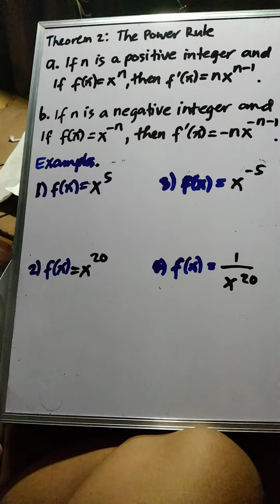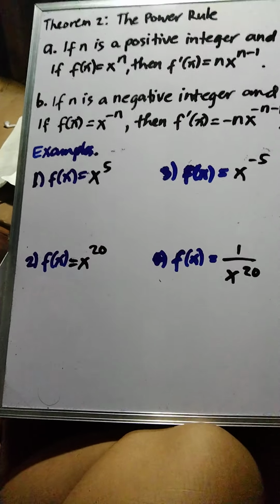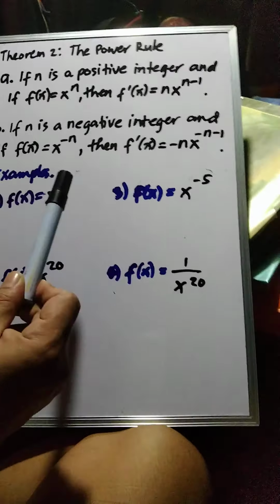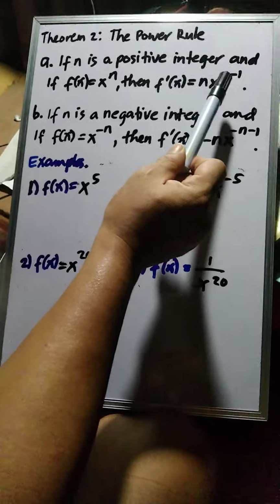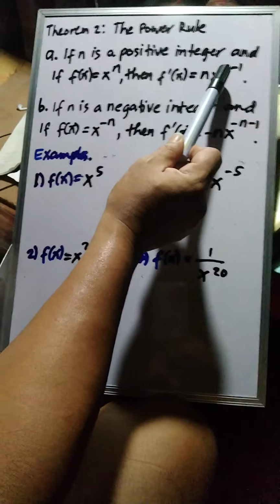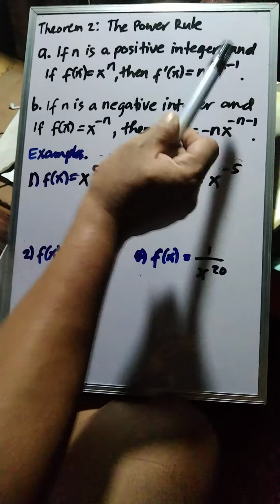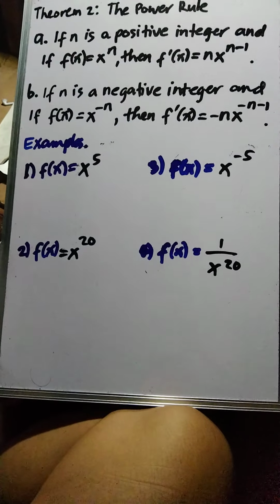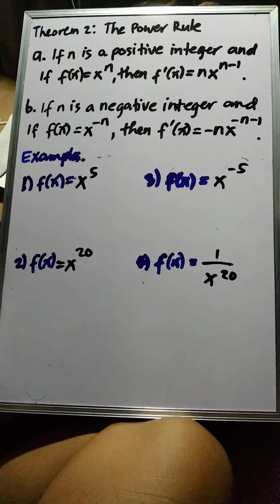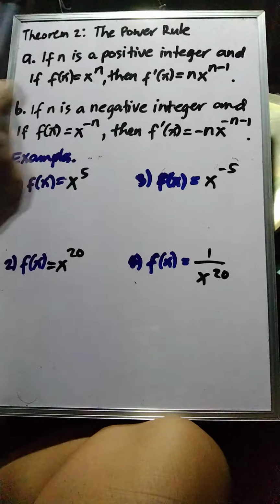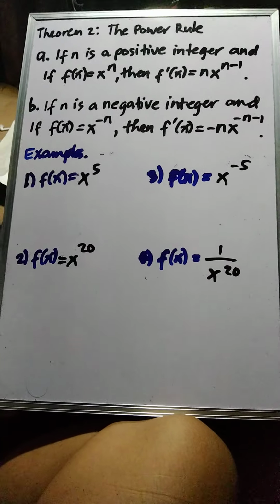In other words, you just copy the exponent n. You copy n to its left side, then you subtract 1 from its exponent. Okay. That's letter A, if n is a positive integer for the power rule.